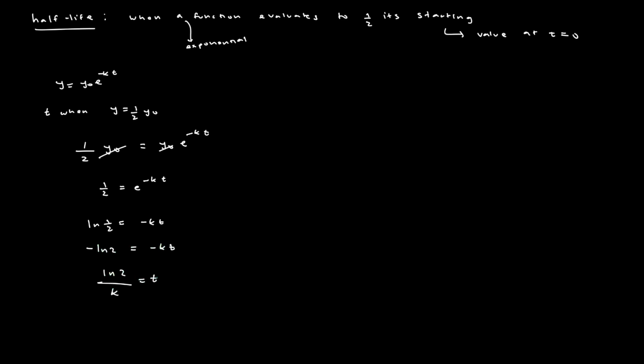And so now if we're given the half-life of a function, then we can solve for k, and we can easily find the half-life of a function if we also know the value of k. And you get the value of k by the exponential function that determines the growth or decay of a particular application. So that was half-life, and that was exponential growth and decay.